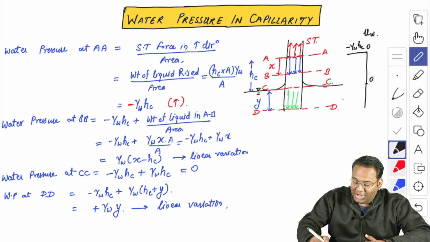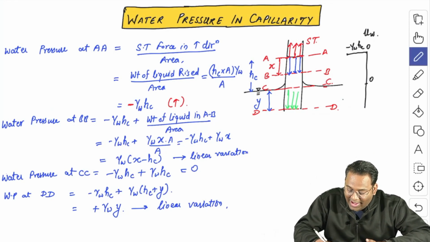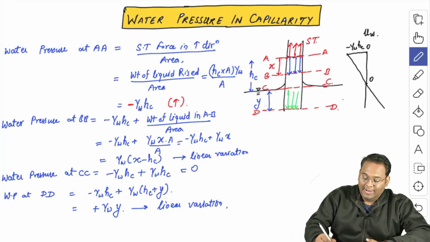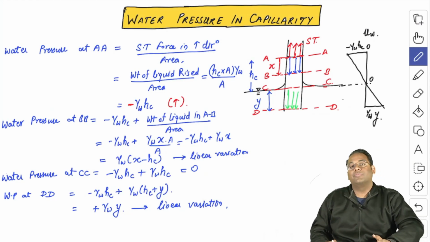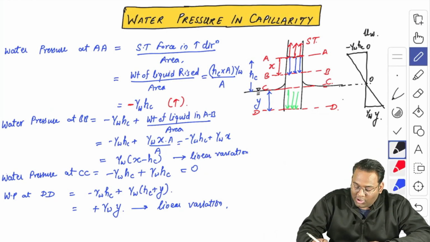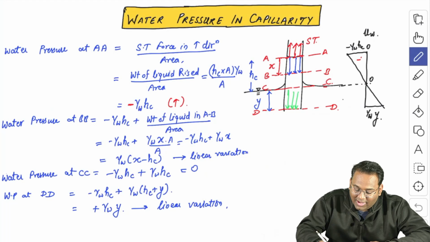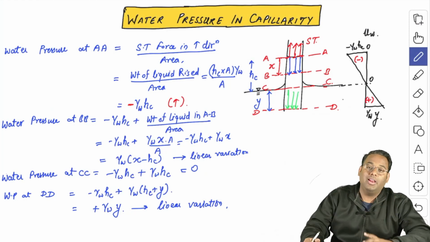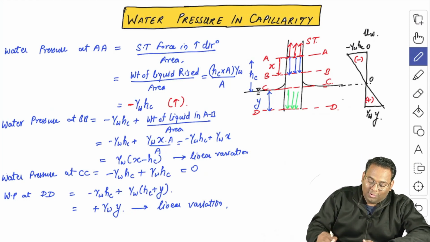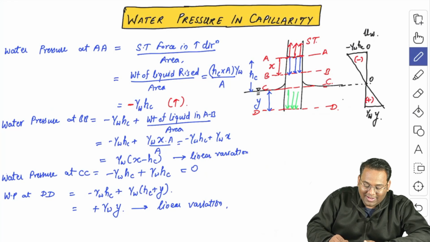As the variation is linear, it will be drawn simply by a straight line like this. At the level DD, the value is equal to gamma_w into y, whereas at the level CC the value is equal to 0. So what you have observed here is that the water pressure is negative in the capillarity zone and positive below the normal water level. So just note it here in our next slide.